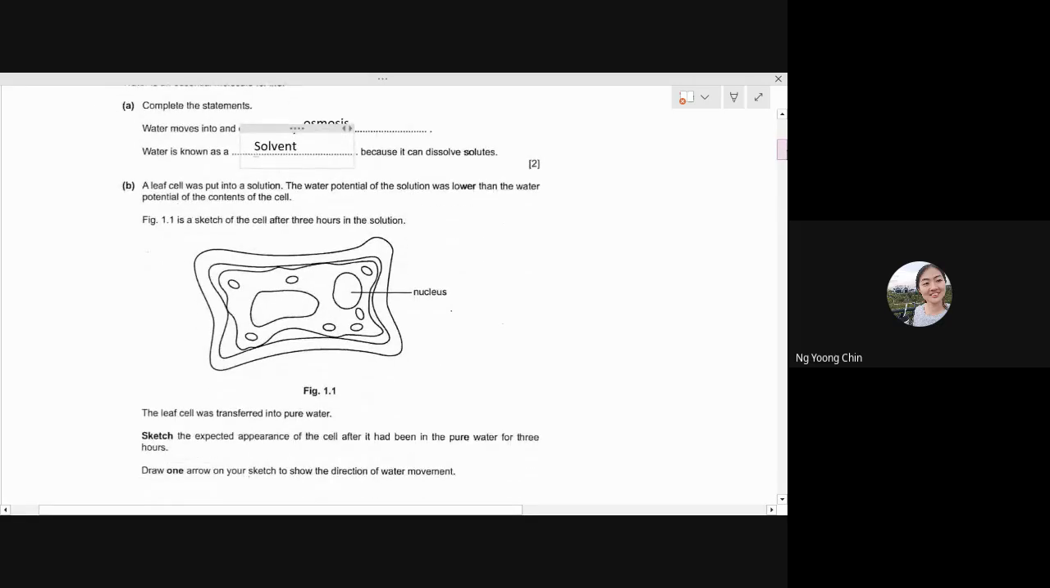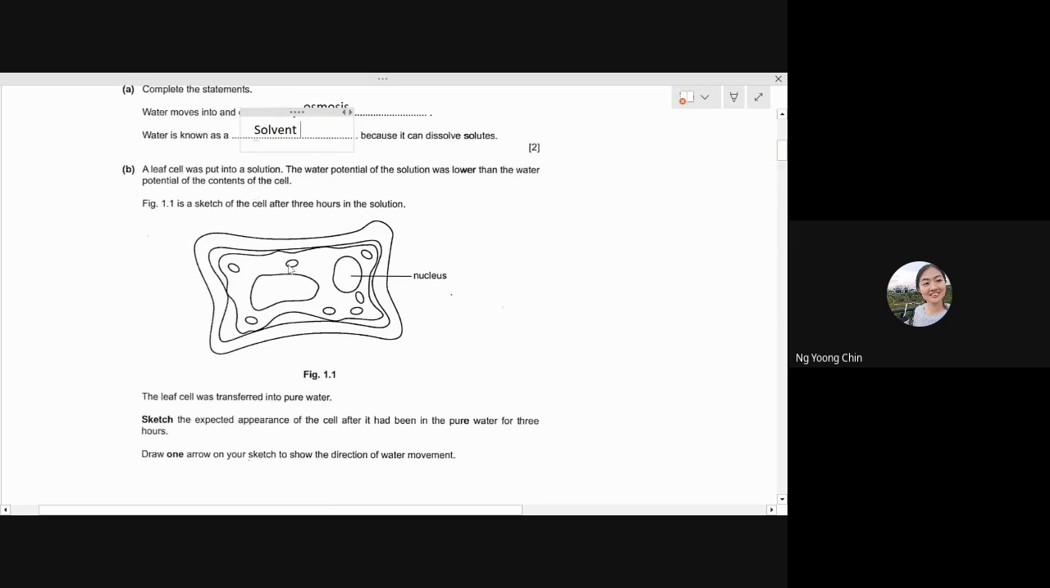Okay. So this is a leaf. What happened to this leaf cell or plant cell? Okay, you can see the vacuole. Does the vacuole appear smaller or larger inside? This is a vacuole, right? The vacuole is here, this one. So does this vacuole increase in size or reduce in size? Increase or decrease?